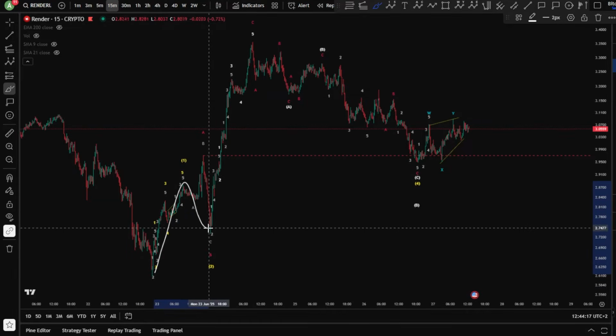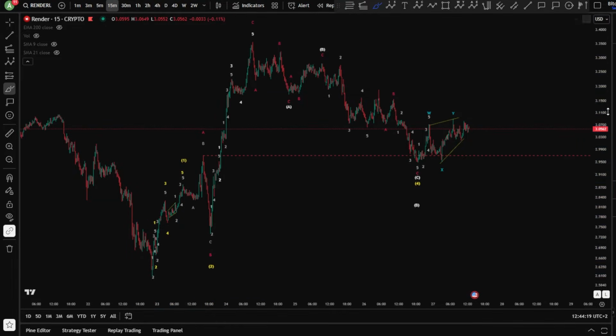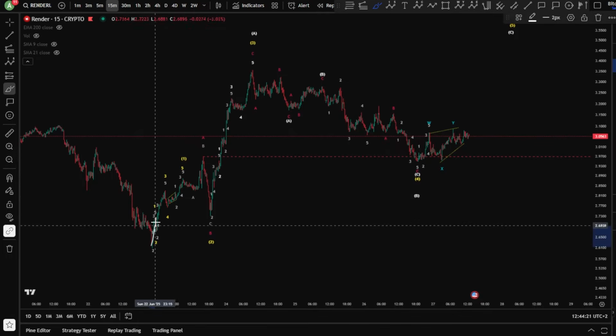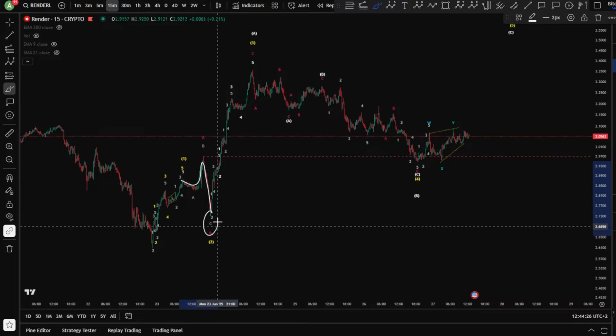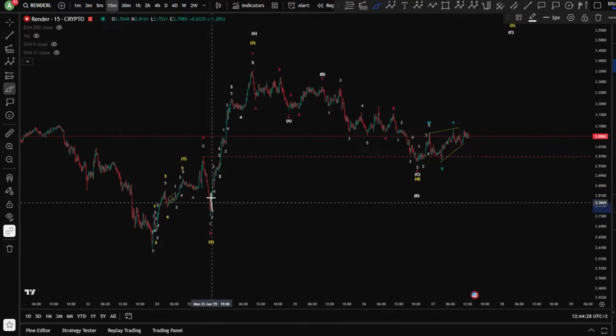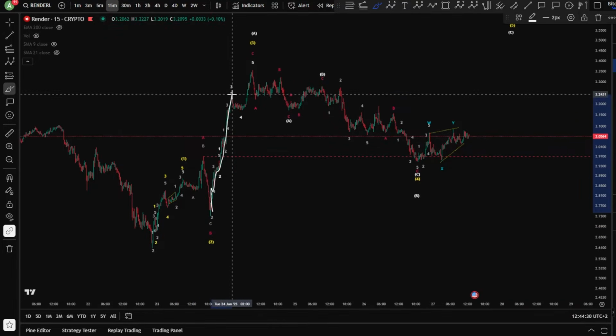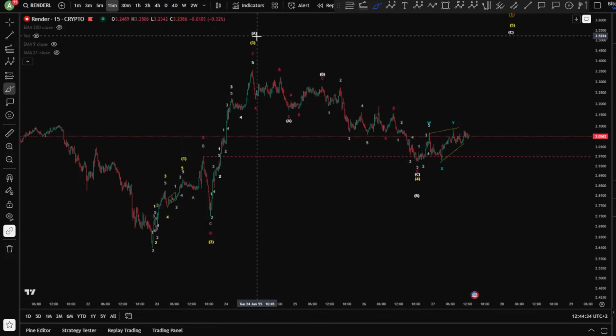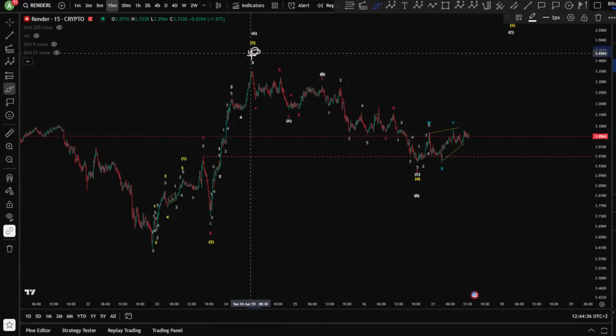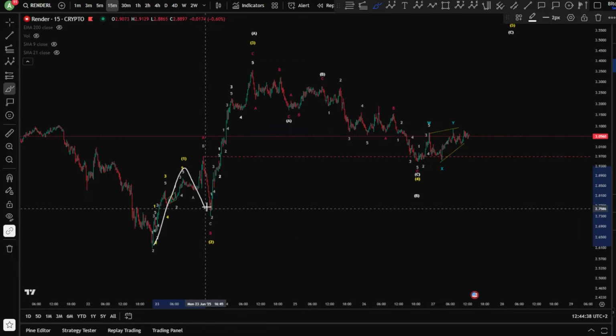So we have a 1, a 2 here, and potentially a wave 3 has already unfolded. So as you can see, you have an impulse wave 1, A, B, C, expanding flat for a wave 2 or a wave B. Then we are having here several, of course, impulses to finish finally an impulse as a wave 3, or potentially finishing wave C here, meaning you are in a 1, 2, 3.